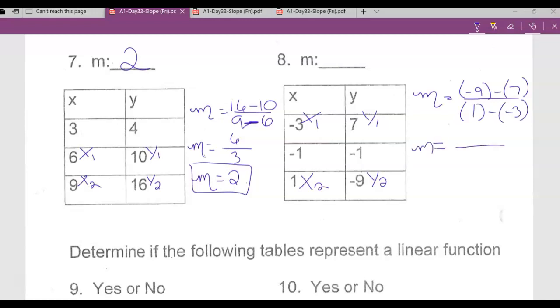So what is negative 9 minus negative 7? Negative 2. Wait, verify. Negative 9 minus 7 is negative 16. On the bottom, what's 1 minus negative 3? 4. Can negative 16 divided by positive 4 be simplified? Yes. To what? Negative 4.